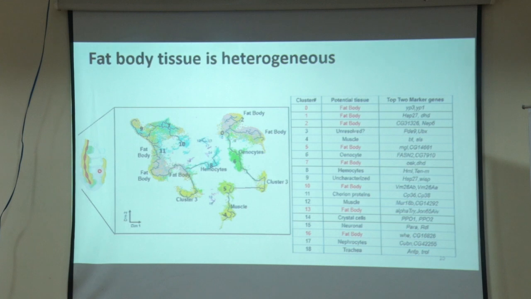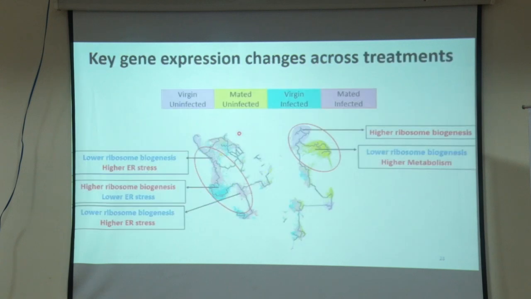When we were doing dissections, the fat body tissue is extremely difficult to take out. So there were other tissues attached to the fat body, and by using predefined markers, we were able to identify those cell populations and focus just on the fat body cells. So this is the same graph color coded by our treatment groups. And then we looked at the gene expression across those treatments.